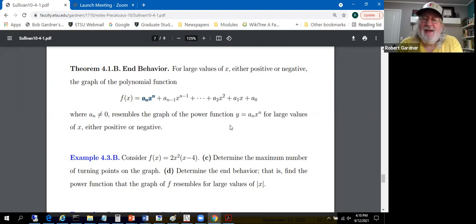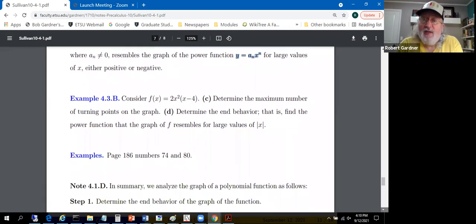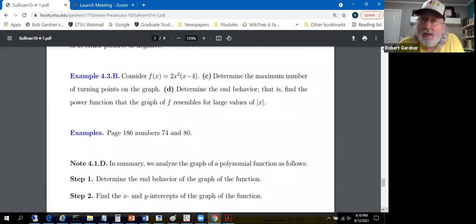So this first term dominates, which makes sense. If x takes on large values, x to the n is going to be a lot bigger than all these other powers of x. That's pretty informal, but if you'd like, we can even take this as a definition. Y equals a sub n, x to the n is the end behavior of this function, f of x equals a sub n, x to the n plus the other stuff. So finding end behaviors is pretty easy. All you have to do is find the leading term.